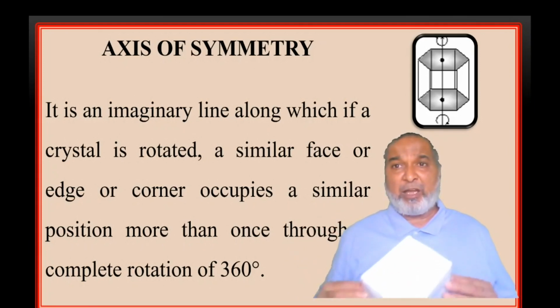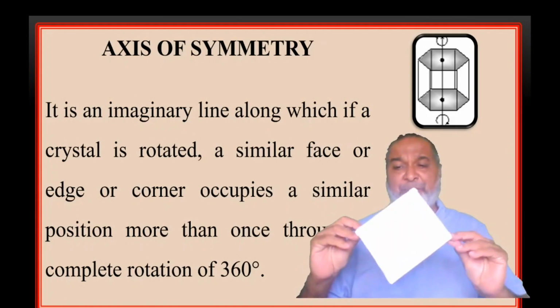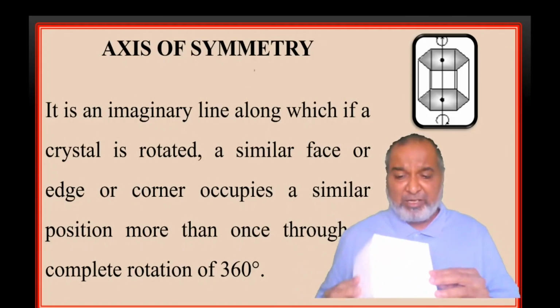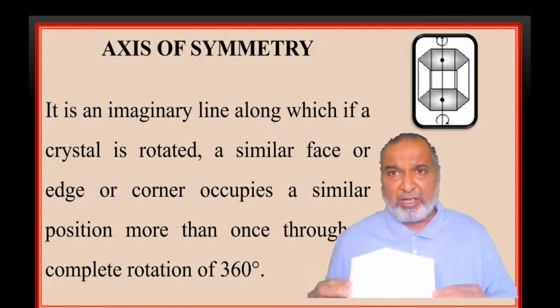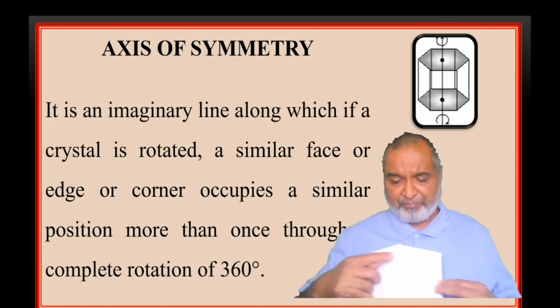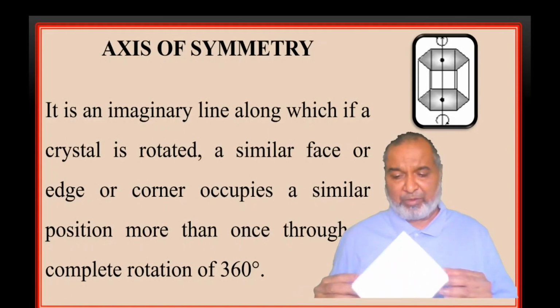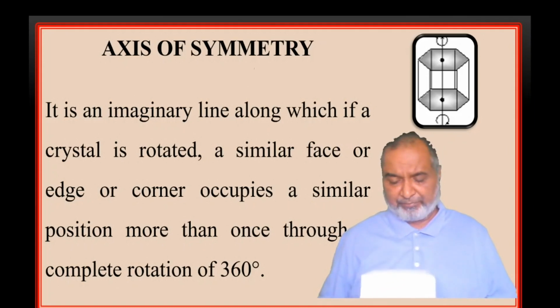If you join opposite ones, we get 6. Yes, opposite, you get 6. Now I'm going to take this edge. 1, 2. Yes, this face. 1, 2. Yes, this face. 1, 2.